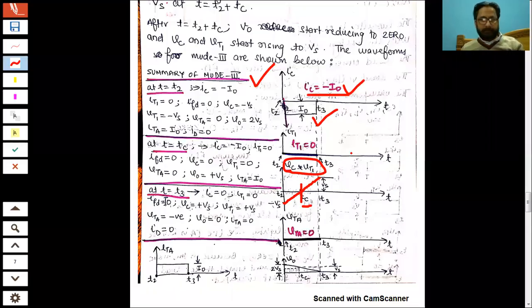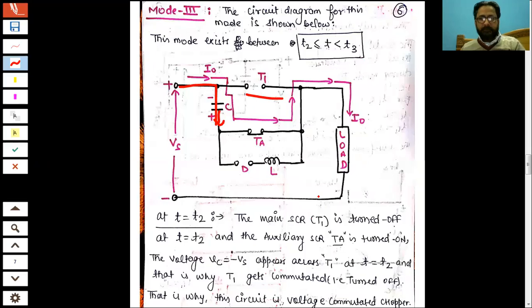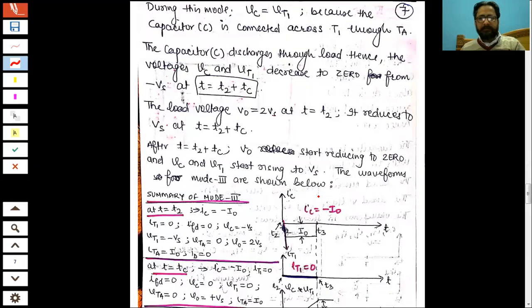So let us continue the lecture. Now you can see here that I naught IC is negative, that I have explained, and the capacitor will charge from minus Vs to plus Vs, right? The same voltage will also appear across the main SCR.